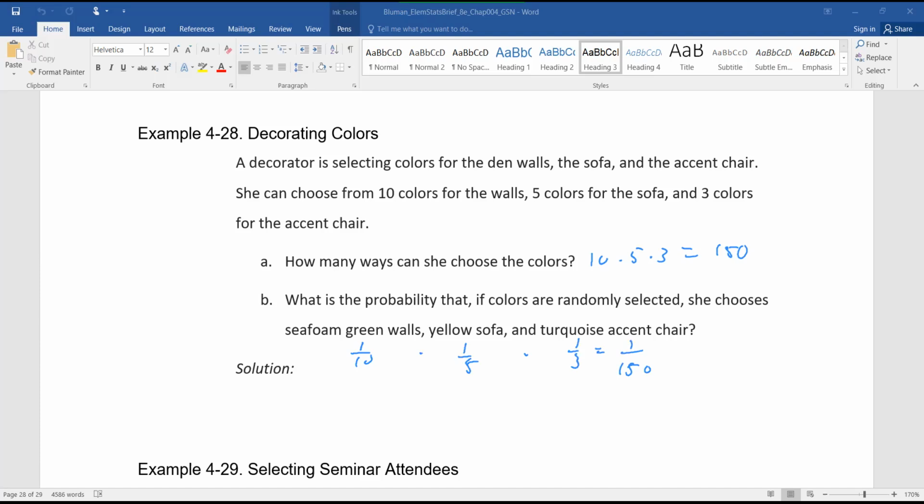That would be it. Yeah, no, the answer is 1 over 150. Because you only have 1 out of 10 options on the seafoam green, 1 out of 5 options on the yellow sofa, and 1 out of 3 options on the turquoise. According to the counting rule, you just multiply all your options together. It's basically this and this. Well, that and there means what to us? Multiplication. So that's all we do.